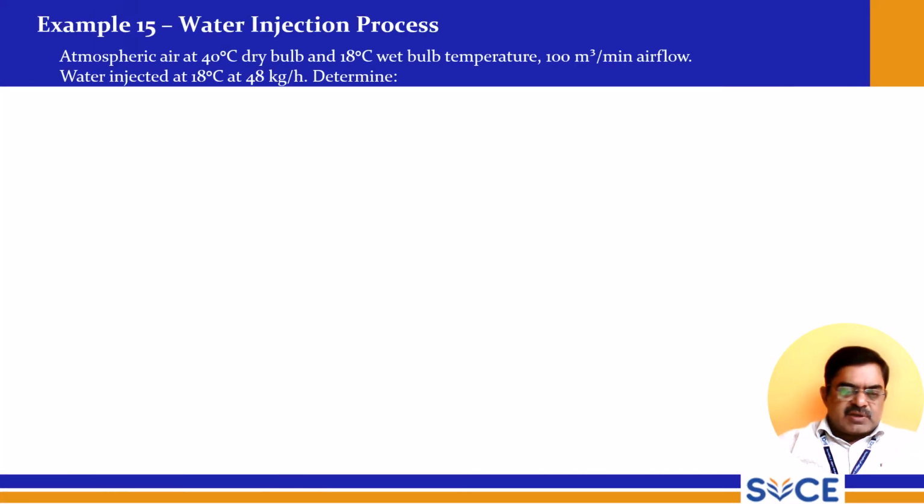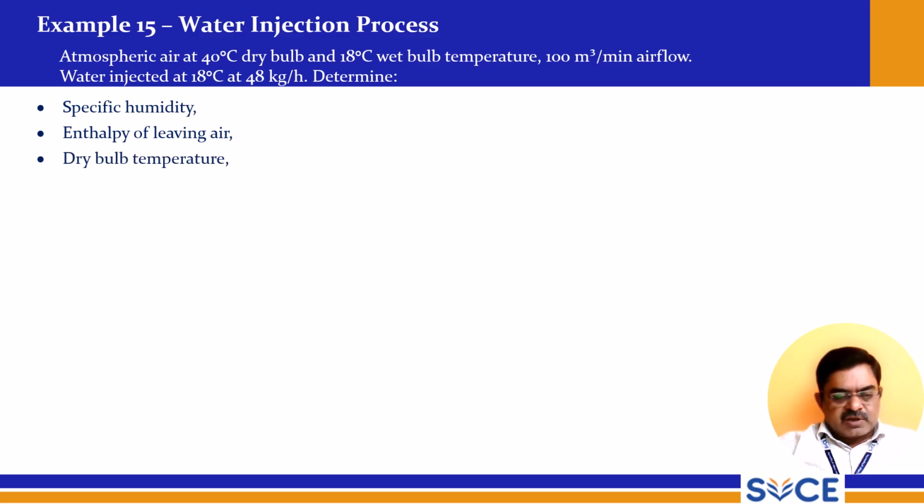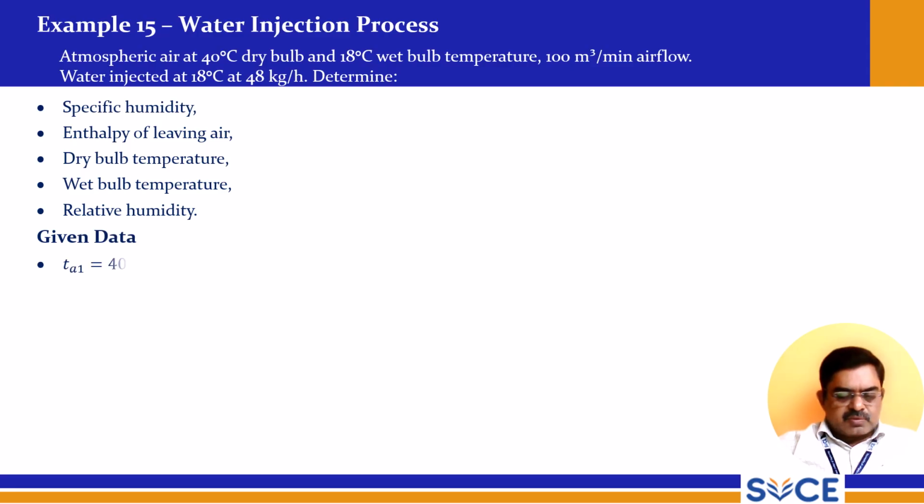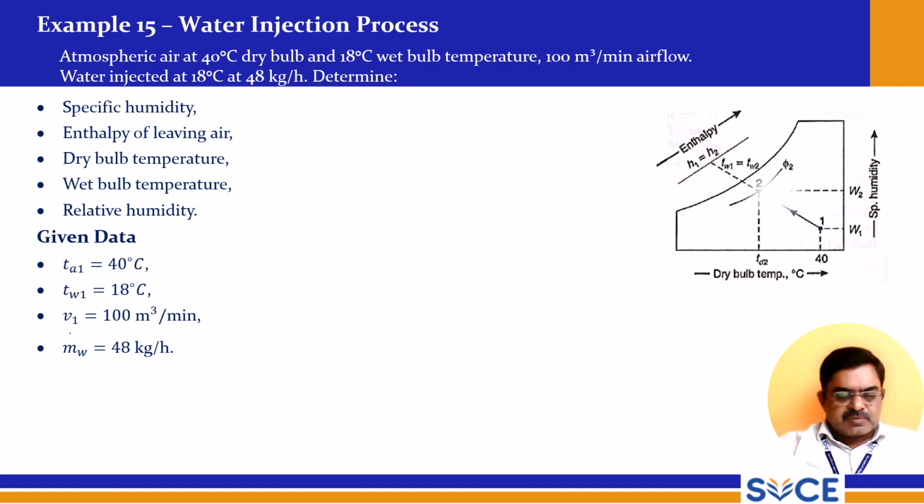Then an example on the water injection process. Atmospheric air at 40 degrees Celsius dry bulb and 18 degrees Celsius wet bulb temperature, 100 meter cube per minute air flow. Water is injected at 18 degrees Celsius at 48 kg per hour. Determine specific humidity, enthalpy of leaving air, dry bulb temperature, wet bulb temperature, and relative humidity. This is the given data: TA1 equal to 40 degrees Celsius, TW1 equal to 18 degrees Celsius, V1 equal to 100 meter cube per minute, MW equal to 48 kg per hour.